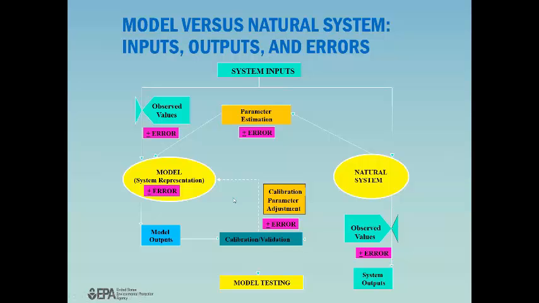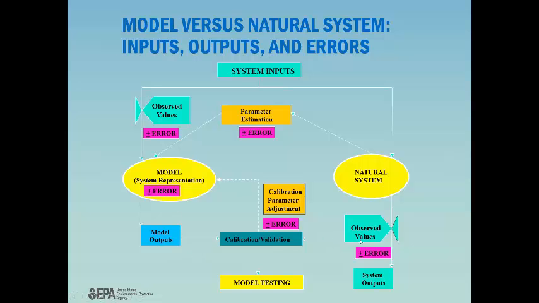The other source within the calibration is the calibration parameter adjustment. You're adjusting parameters, comparing model outputs to observed values. There are errors on both ends, and depending on how much time and money you have to calibrate, or expertise to calibrate, you may not get the best optimized set of parameters, and oftentimes it's not possible to get an optimized set. So there are sources of error here also.